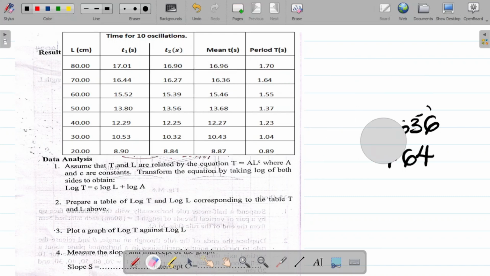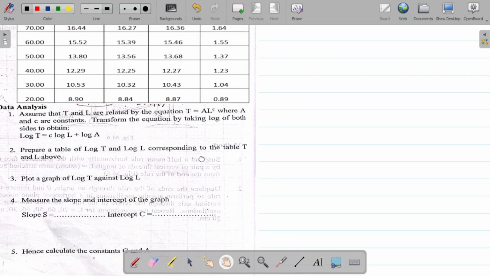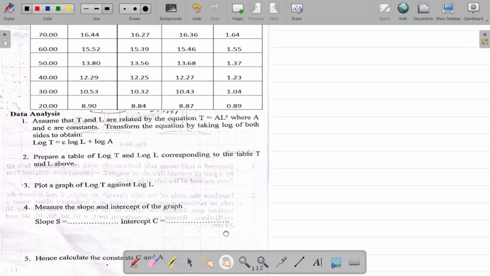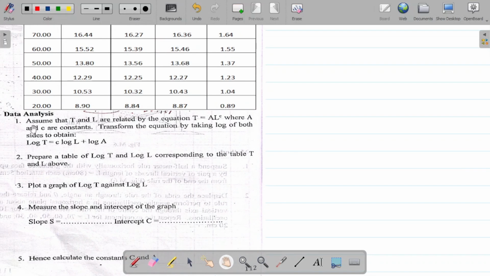Let's look at the data analysis and try to answer this question. The first one here says, assume that T and L are related by the equation T equal to A L to the power C, where A and C are constants. Transform the equation by taking log of both sides to obtain log T equal to C log L plus log A. So they're giving you that T is equal to A L to the power C. They said you should transform this into this log function.